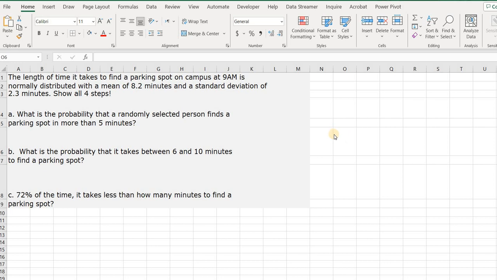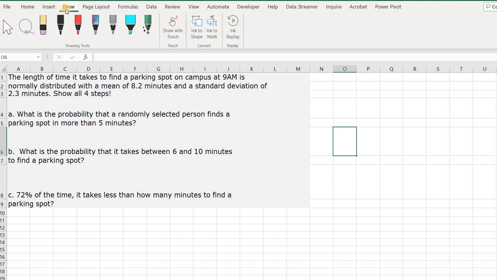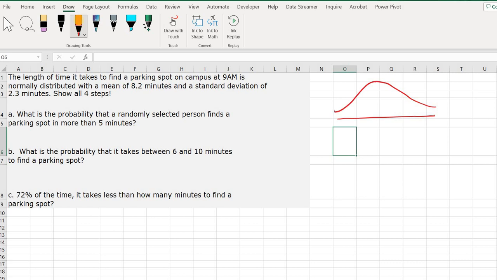A. What is the probability that a randomly selected person finds a parking spot in more than 5 minutes? So step number 1, the first step is to graph the normal curve and annotate. So here is the mean. The mean is 8.2, and I will put the standard deviation on the side, 2.3 minutes. That is the mean and the standard deviation.